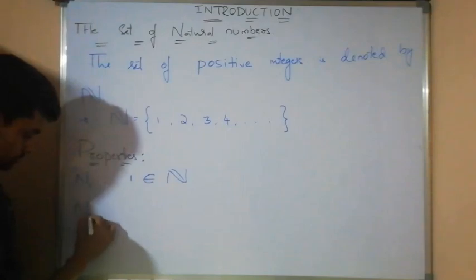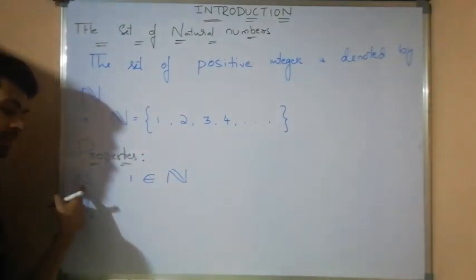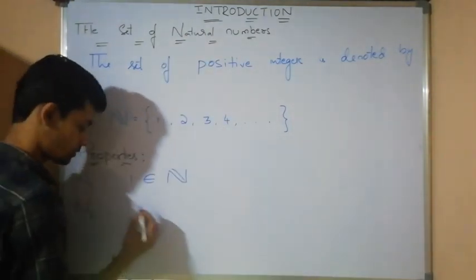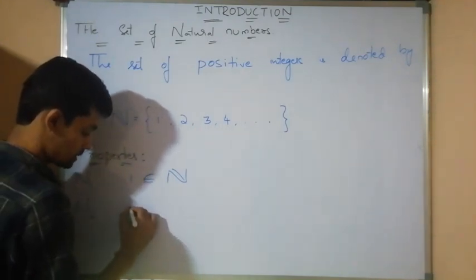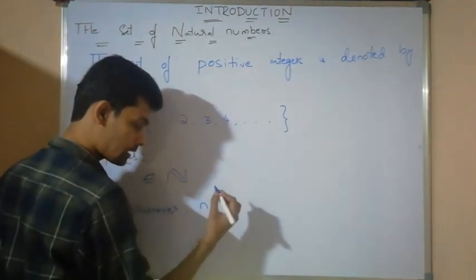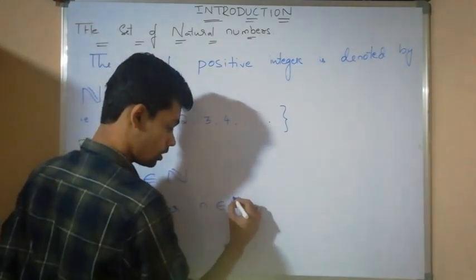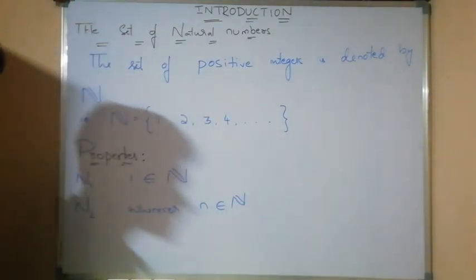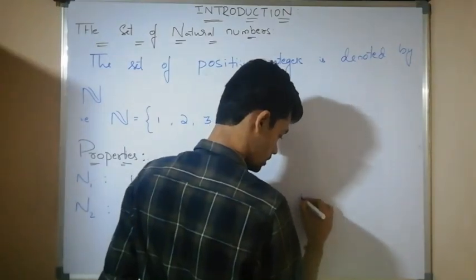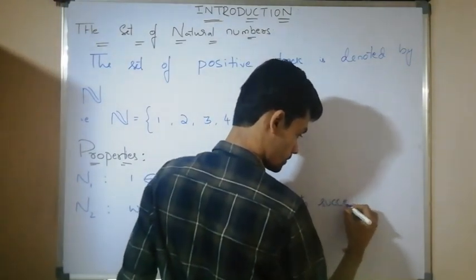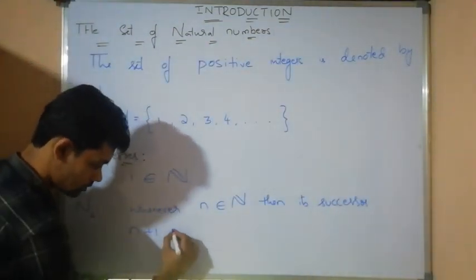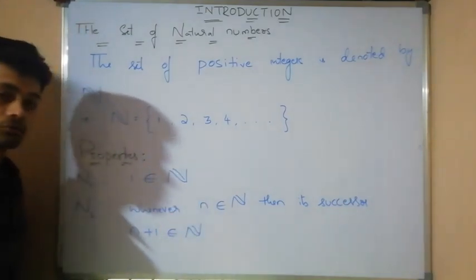Second property, n2. Why am I taking n1, n2? Because I am dealing with the properties of natural numbers. Now, whenever n belongs to the set of all natural numbers, its successor n plus 1 also belongs to the set of all natural numbers.